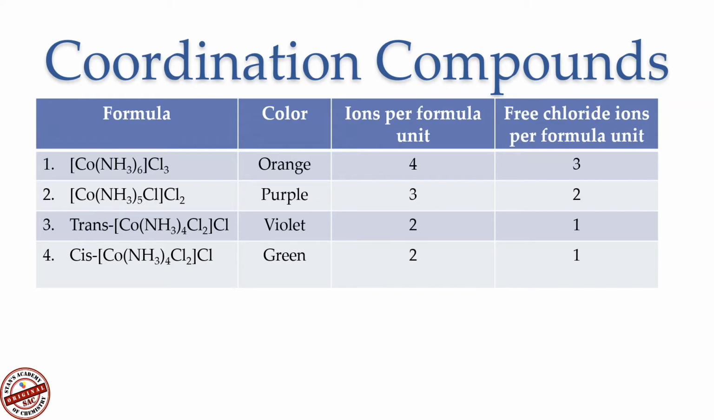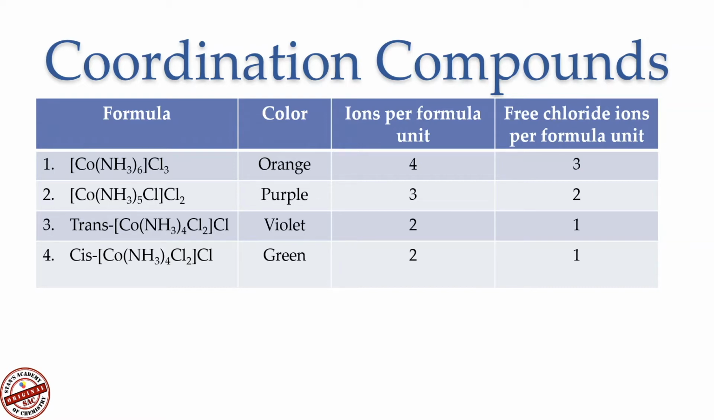The chloride ions are not part of the complex. They are outside the coordination sphere. So if you look in the last column, it gives you 3 chloride ions per formula unit. The complex ion has a charge of 3 positive in this case. Therefore, the total number of ions per formula unit will be 4. That is the 3rd column. If you look at the color of this compound, it is orange.